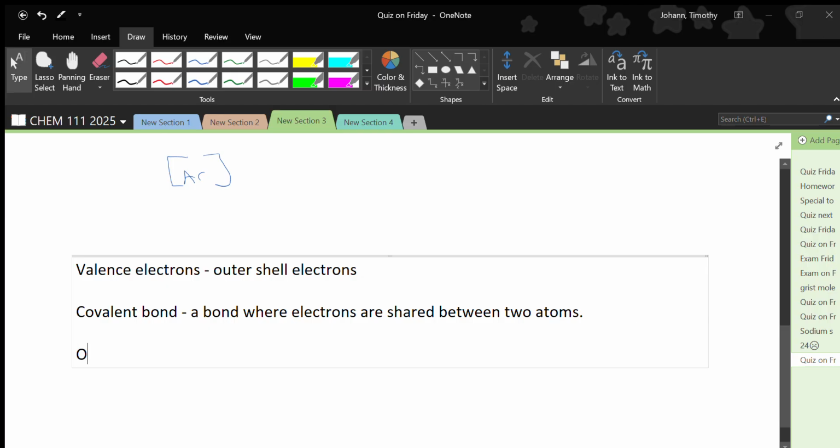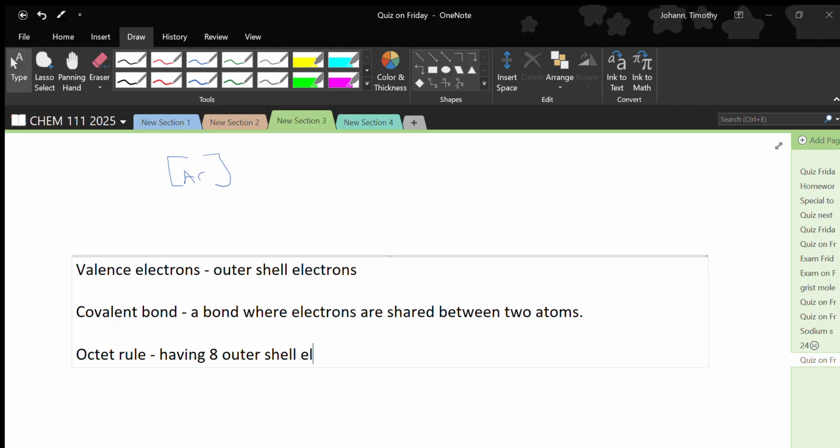Okay, we have this other concept we're using. We're going to use all these things today. It's called the octet rule. What's the octet rule? Yes, having 8 outer shell electrons is especially stable. Let's say outer shell here. Having 8 outer shell electrons is very stable.